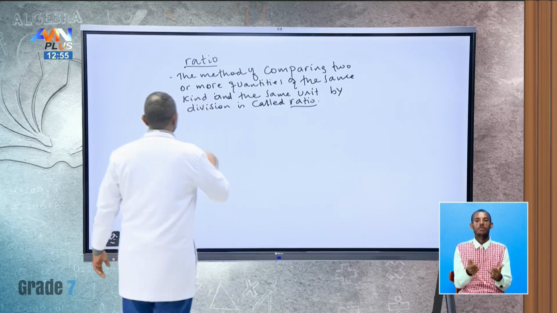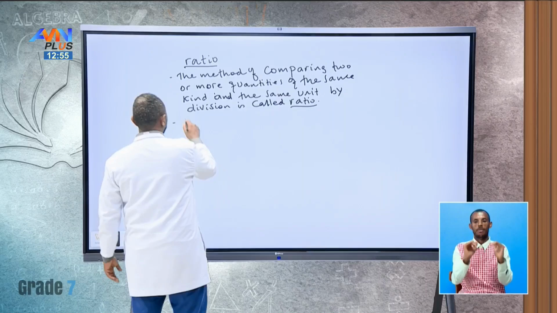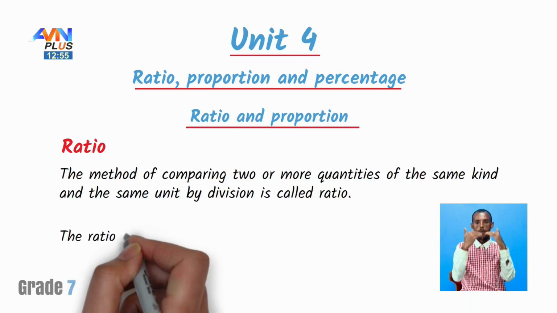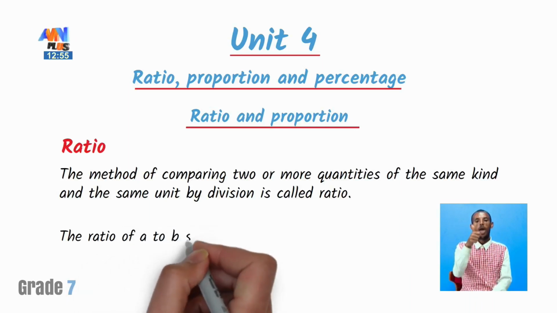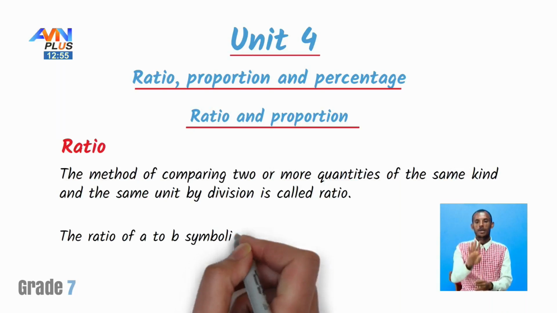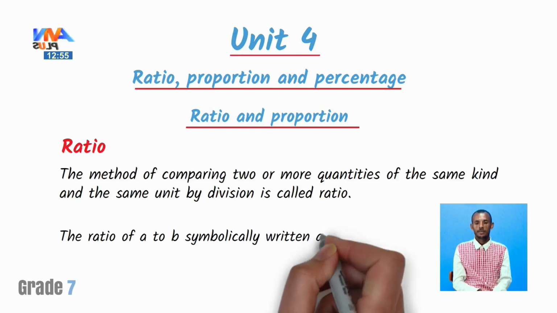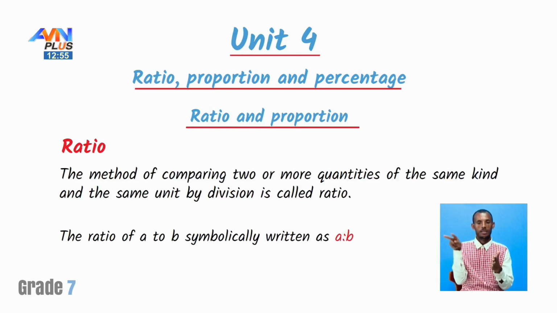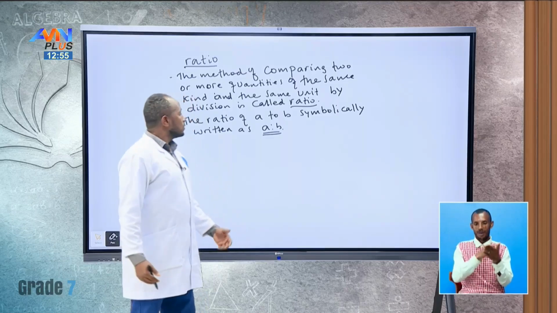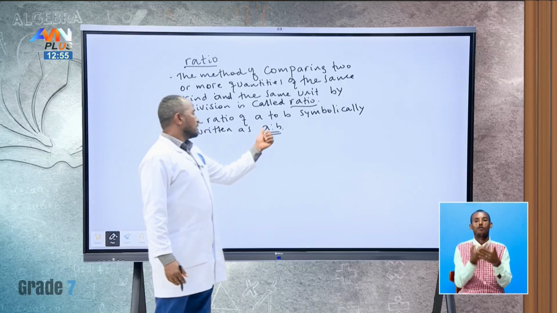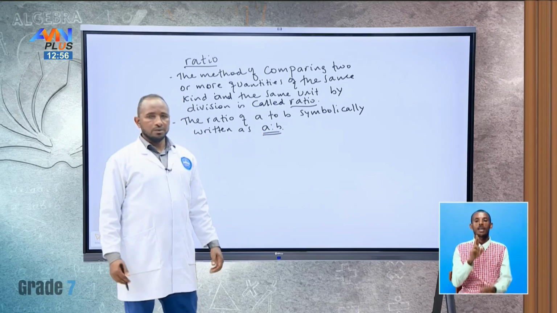Now, the ratio of two quantities A and B, the ratio of A to B, is symbolically written as A ratio B. When you write this ratio, it must be in simplest form, where A and B are natural numbers.